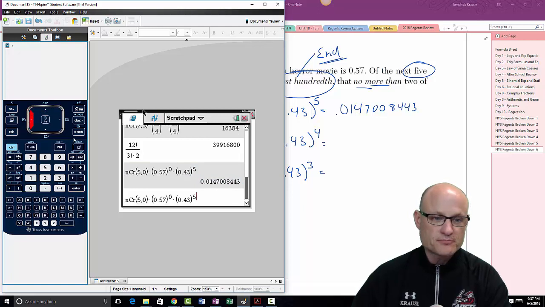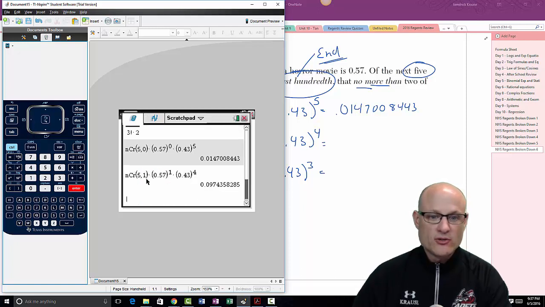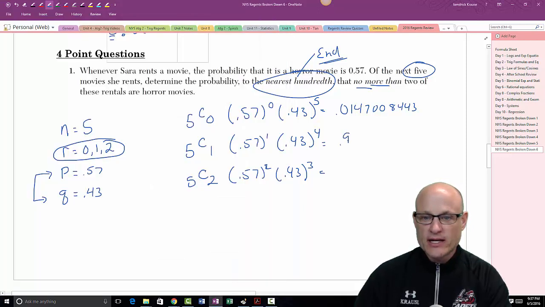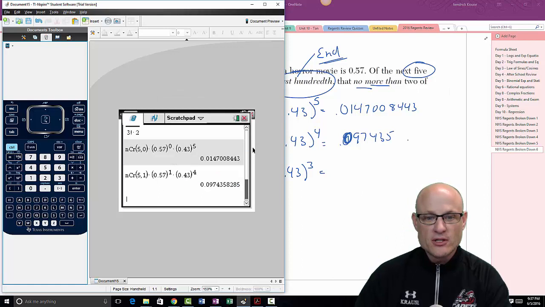Now, cool thing is I just go up here, I click here. Now you got to do it right. I change this to a 4. Everything's got to change, but I don't have to retype it all. Change this to a 1. Those add up to 5. And I got to change this to a 1. Be careful. You got to change everything. So you get 0.97435.